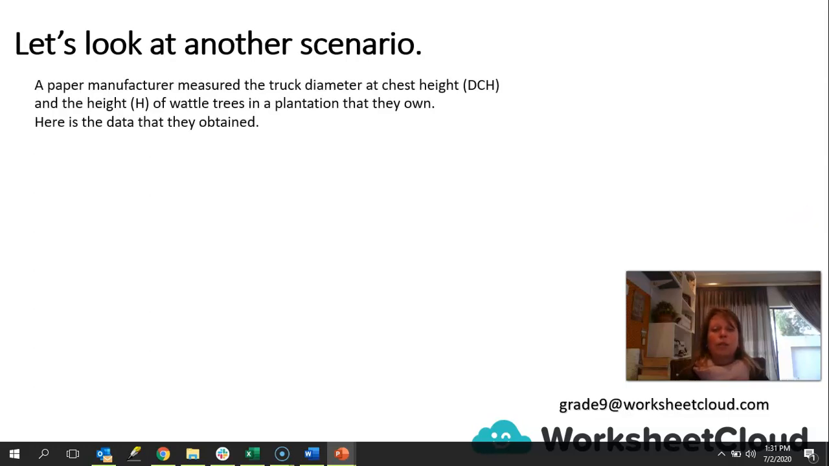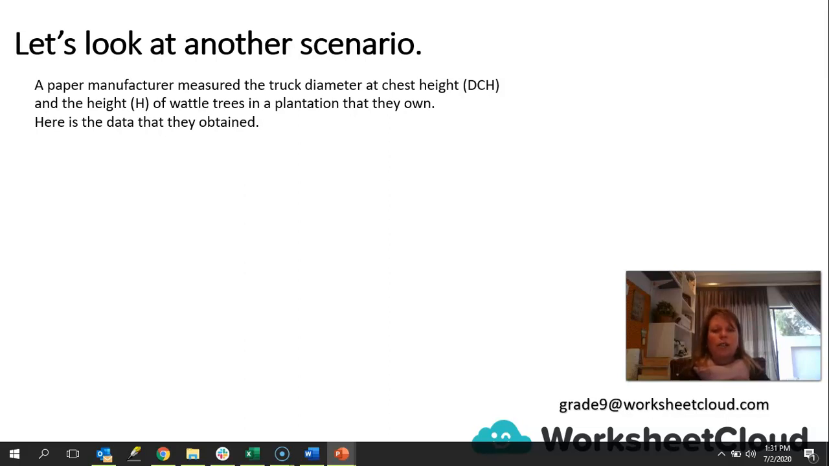Okay, a paper manufacturer measured the trunk diameter at chest height, so we're going to see that as DCH on the graph, and the height of the wattle trees in a plantation that they own. So if somebody stands next to the tree, they measure the diameter of the tree at chest height. Okay, so it would be through the middle of the tree, and obviously you could use a circumference to break it down and get back to the diameter, or work out the diameter. And then measuring the height of the actual wattle tree.